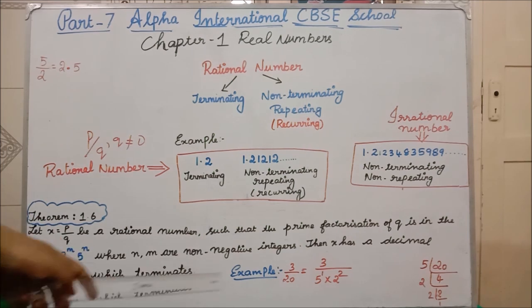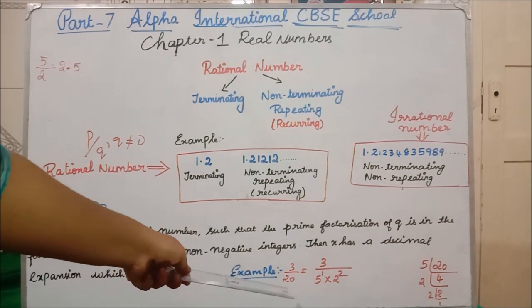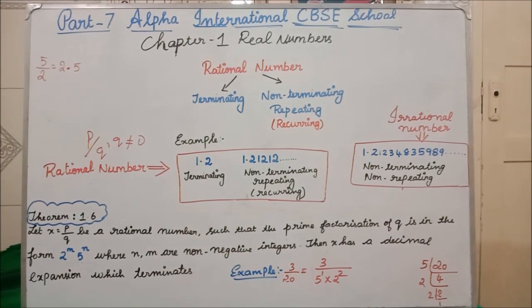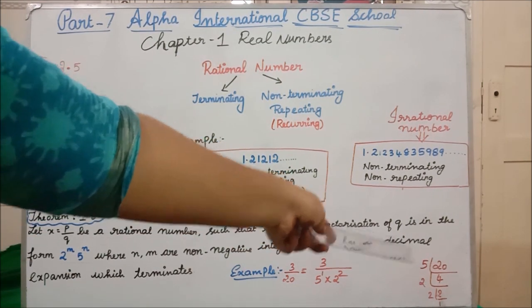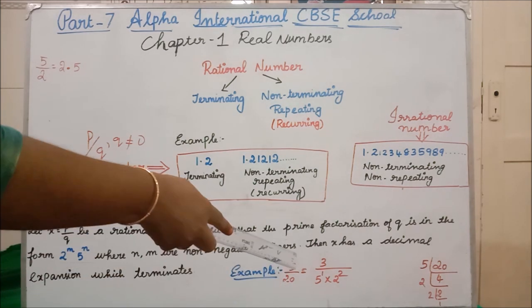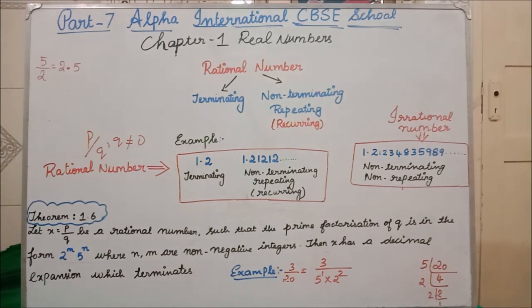If you see this example, 3 divided by 20. What are they asking us to take? They are asking us to take the prime factorization of the denominator. That only they are saying. Prime factorization of q, q is nothing but the denominator. When we take the prime factorization, 4 5s are 20, 2 2s are 4 and the last remainder is 1. How can I write this 20 now? 5, how many times have I got? 1 time. So I have written 5 power 1 into 2, how many times have I got? 2 times. So I have written 2 square.